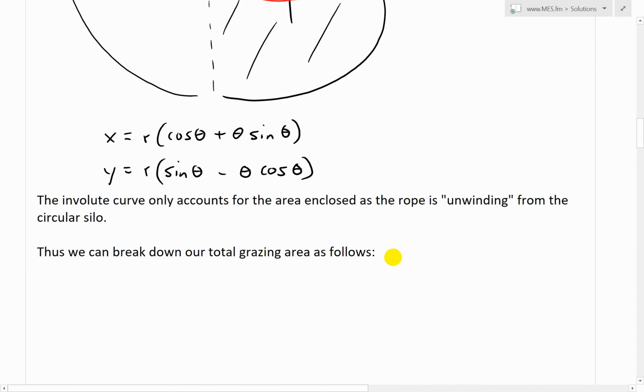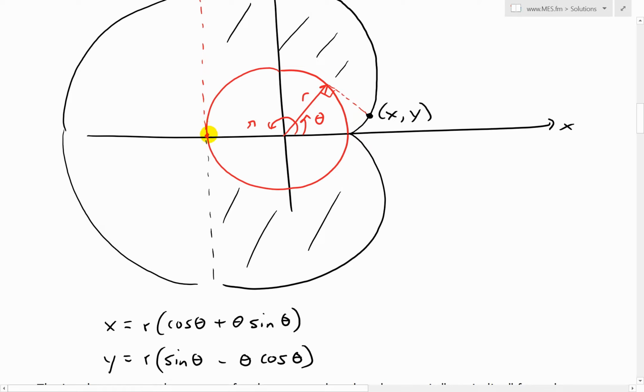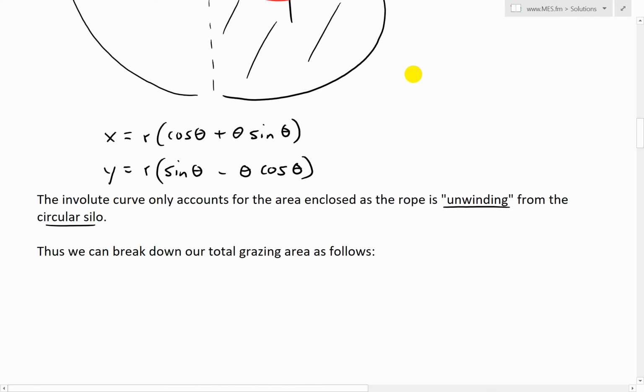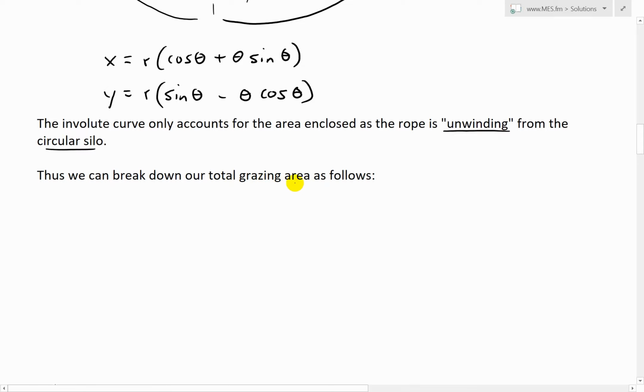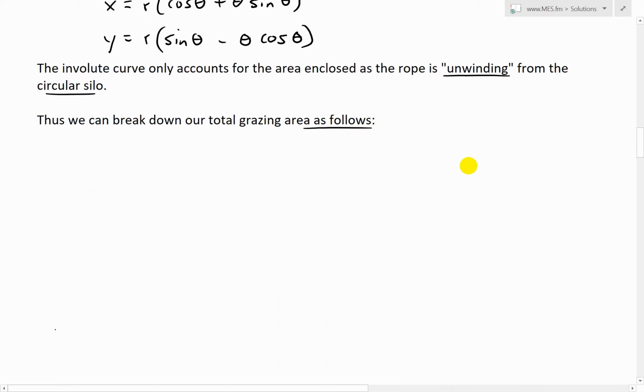I also want to point out again that the involute curve only accounts for the area enclosed as the rope is unwinding from the circular silo. But once over here on the left side, it's free to move around anywhere on the left side. Thus we can break down our total grazing area as follows.